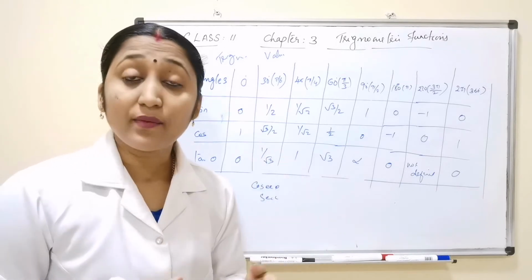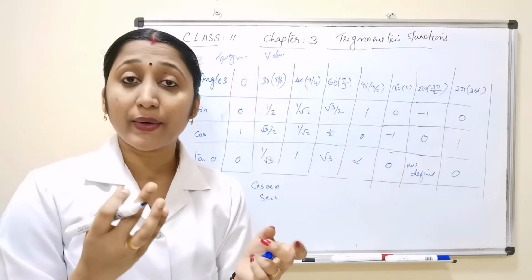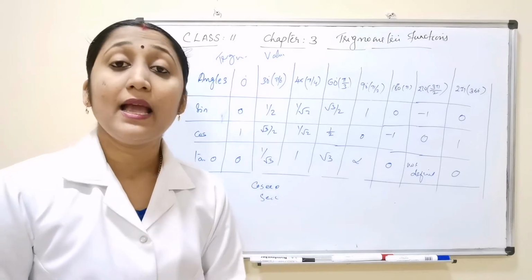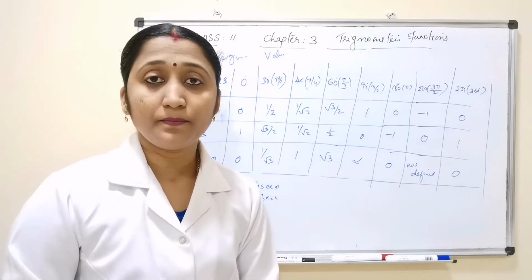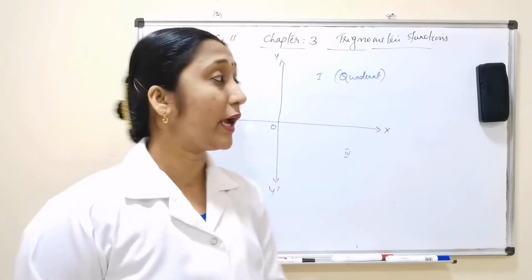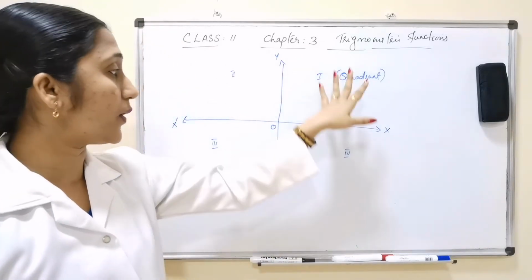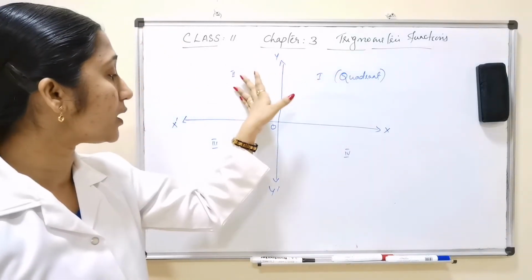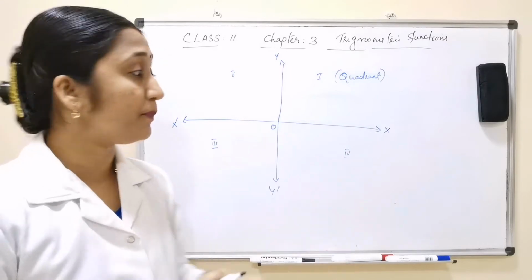Next we want to know about the quadrants and the signs of sine, cos and tan. In coordinate geometry we know about the quadrants. This is the first quadrant, second quadrant, third quadrant and fourth quadrant.